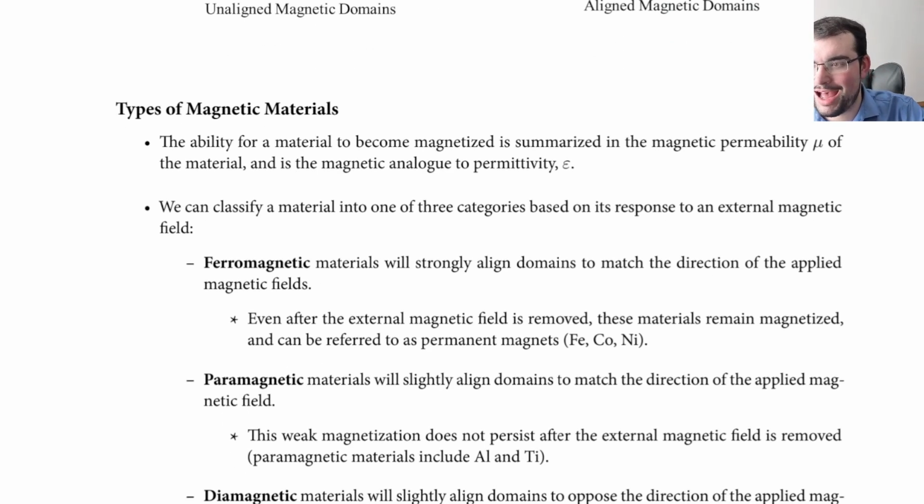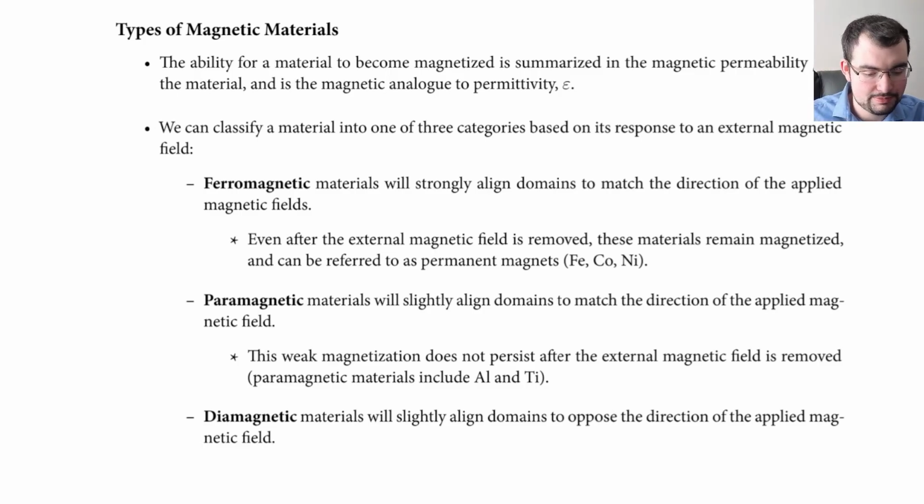So now we have a vocabulary lesson here. The strongest level of magnet you can get is ferromagnetic. Ferromagnetic materials strongly align their domains to match the direction of the applied magnetic fields. I've called these the sheep of the magnetic world. You tell them to align one way, and they will. And even after you remove the field, they continue pointing in the way that the field told them to point, because nobody else said think differently.